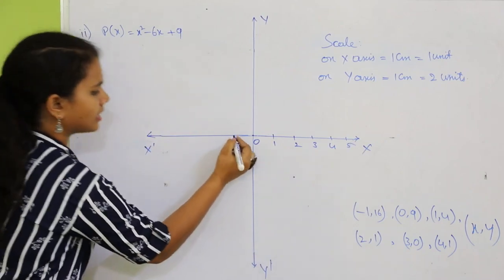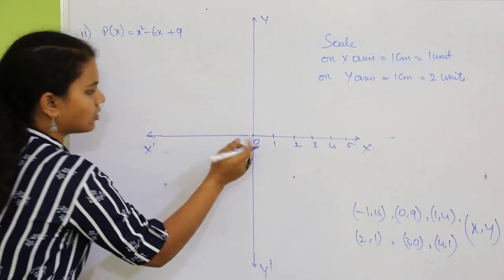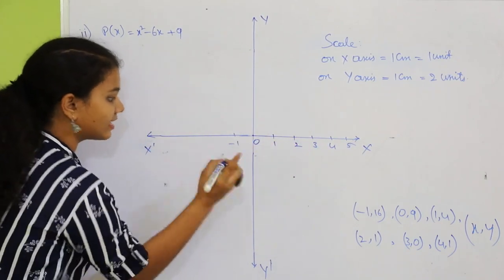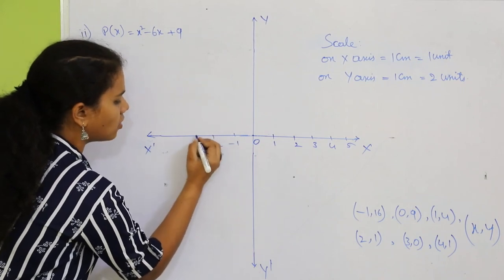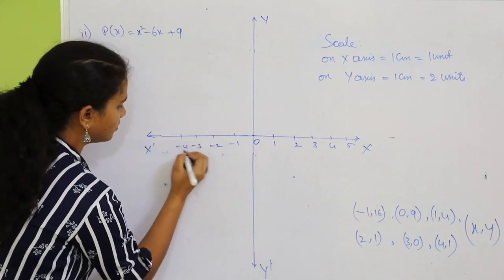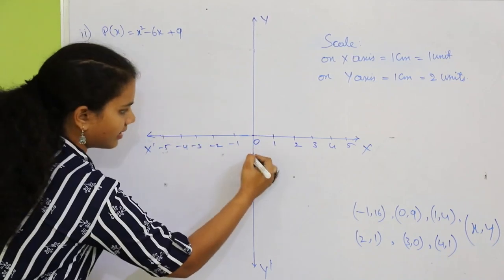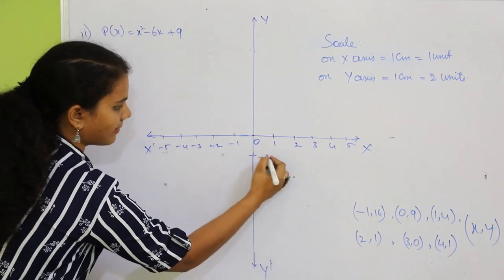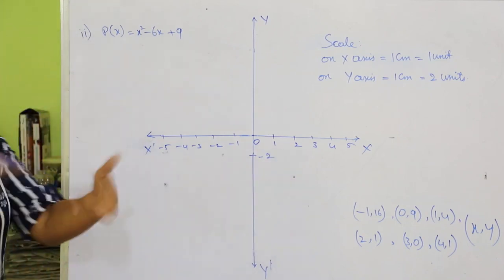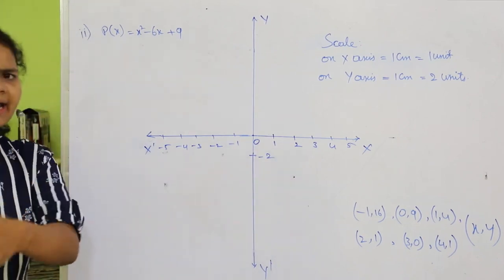Now let me go here, where you will have all the positive values. Coming back to the other side, you will have negative values: minus 1, minus 2, minus 3, minus 4, minus 5. Now go down the y-axis, where y dash means minus 2. Just take multiples of 2, like 2, 4, 6, 8, 10.